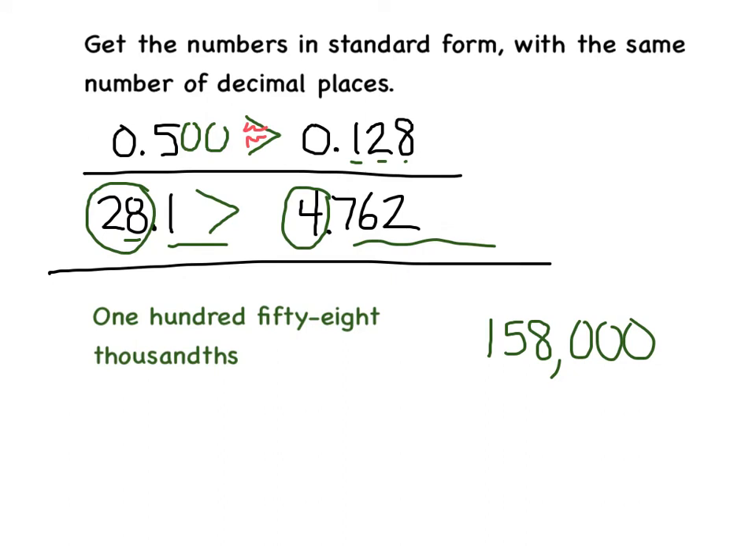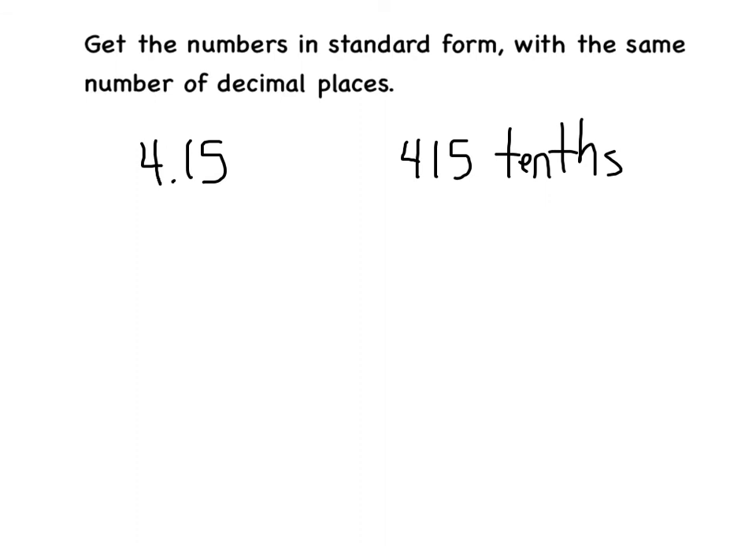Here's one to be careful of, 158 thousandths and 158 thousand. In this case, a couple letters make all the difference in the world. Remember, get the numbers in standard form with the same number of decimal places, then compare. 158 thousandths is 158 thousandths. I have no wholes here. This is way bigger.